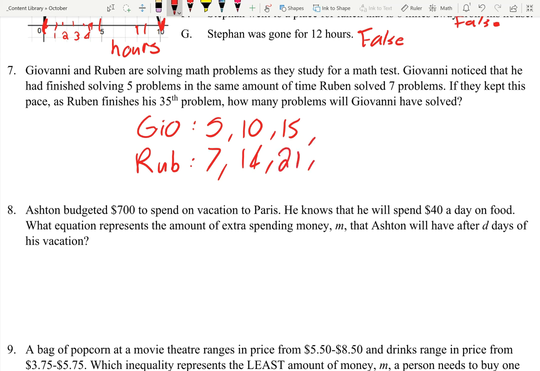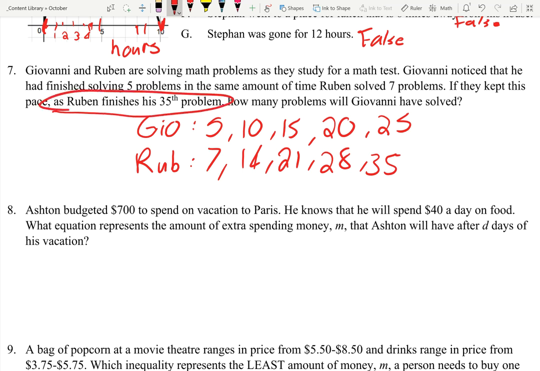Again, same period of time, Gio will do another 5, making his total 20. Ruben will do another 7, making his total 28. And then again, same period of time, Gio will do another 5 problems, putting him at 25, and Ruben will do another 7 problems, putting him at 35. Now, the problem is, when Ruben's finished his 35th problem, what problem will Gio be on? Well, when Ruben's at his 35th problem, Gio is going to be on his 25th problem. So our answer is 25. Gio will have solved 25 problems.